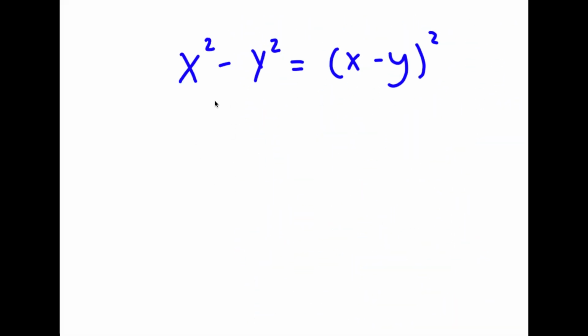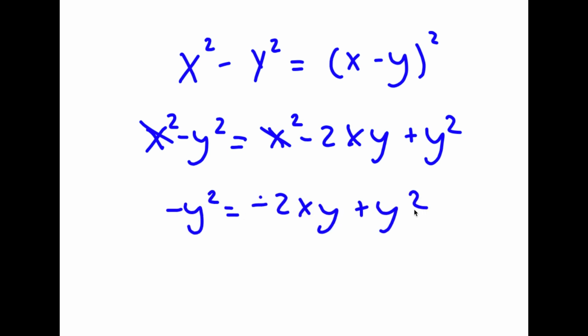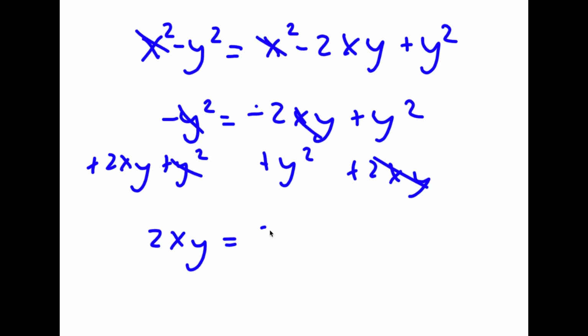Alright, so in this problem, I have x squared minus y squared is equal to x minus y squared. So to start, I'm going to first start by expanding x minus y squared. So now I have x squared minus y squared is equal to x squared minus 2xy plus y squared. So now these two x squared cancel out if I subtract x squared on both sides. So now I have negative y squared is equal to negative 2xy plus y squared. And now I'm going to add y squared on both sides and add 2xy on both sides.